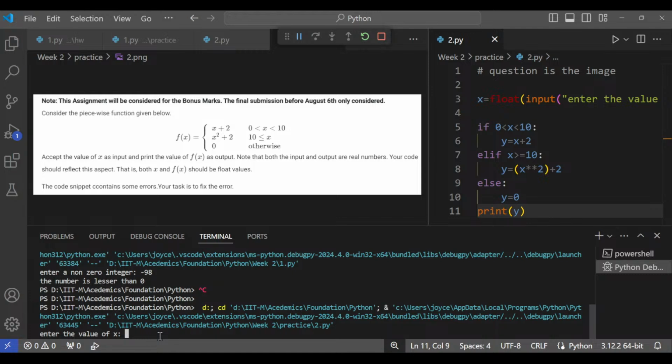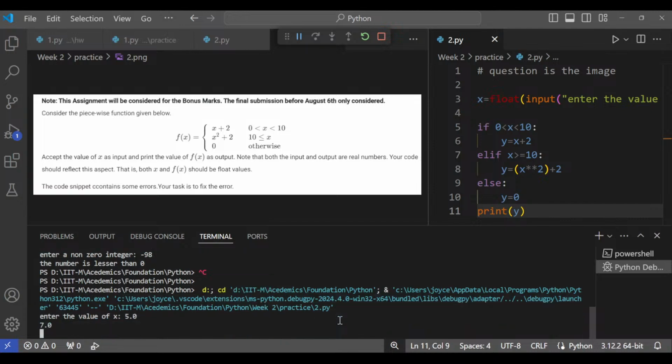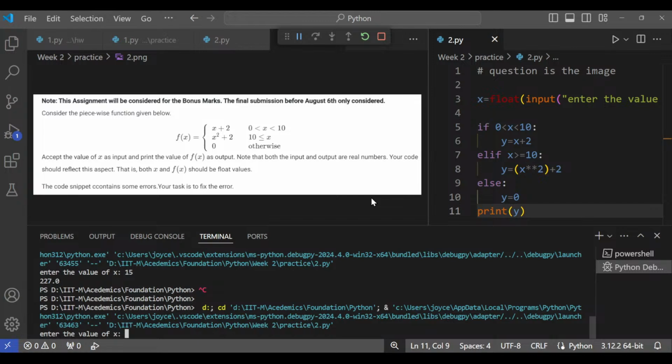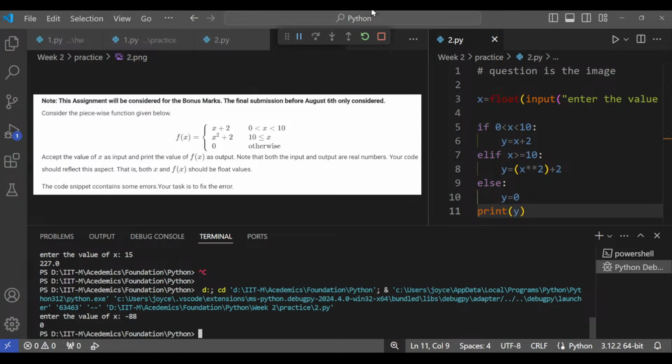Let me check what input and output they have given. Okay, for 5.0, 7.0, yes. And let us check with 15. So we have 15 squared, 225 plus 2, 227. Yes, it works. Let us give some other value, suppose minus 88. It gives 0. Yes, our program works.